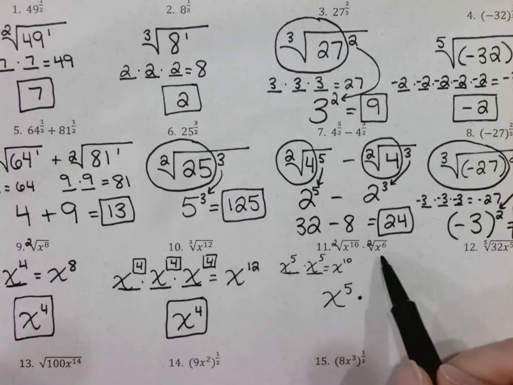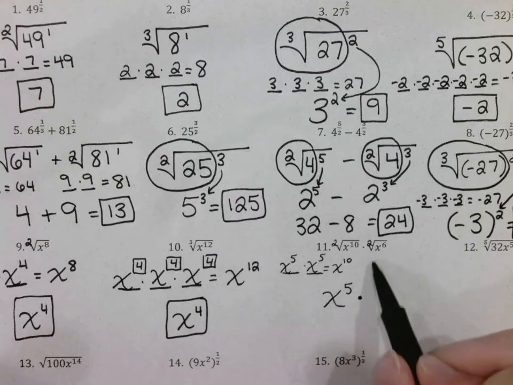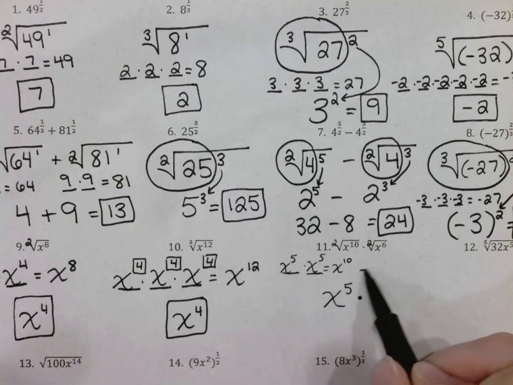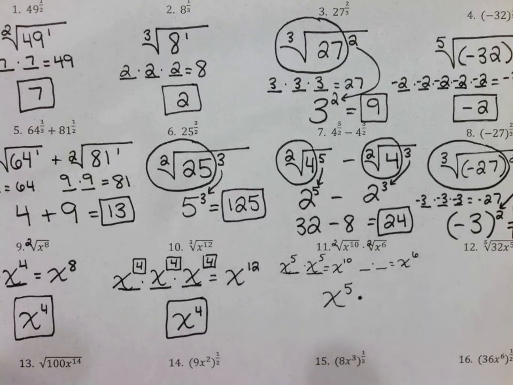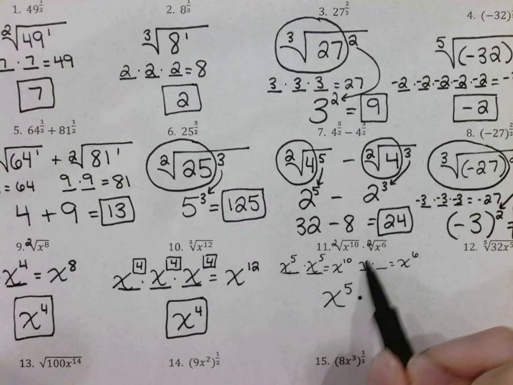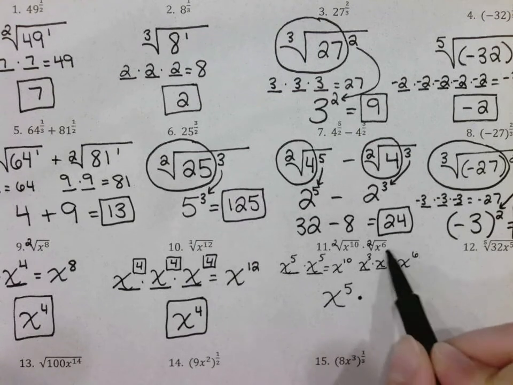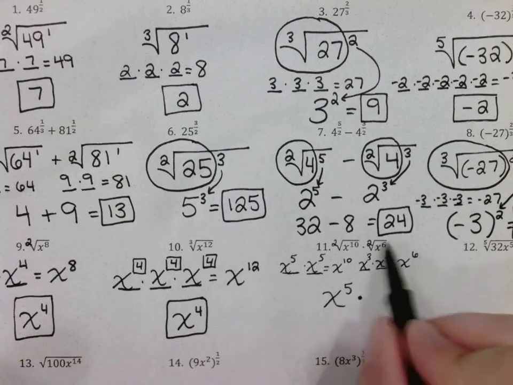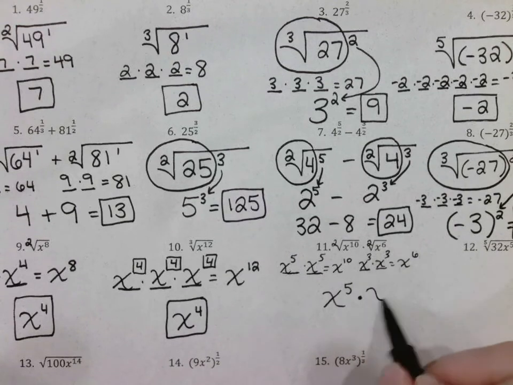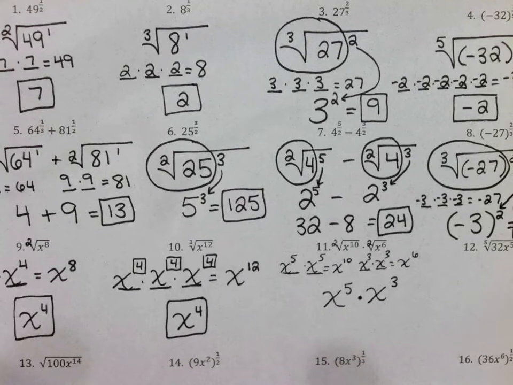Okay, now let's figure out the square root of x to the 6th. So I need two things that are going to multiply to get me x to the 6th. That has to be x to the 3rd times x to the 3rd, right? If we add exponents, we get that 6. This piece right here, I know that's going to be x to the 3rd. Now we can just use the product rule. If we're multiplying with the same base, we're going to go ahead and add exponents. So this is x to the 8th.